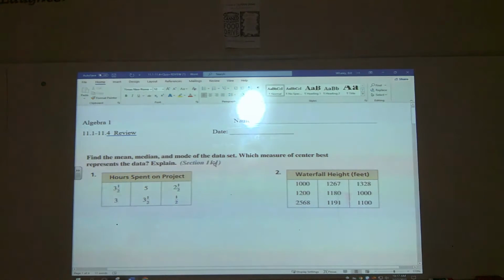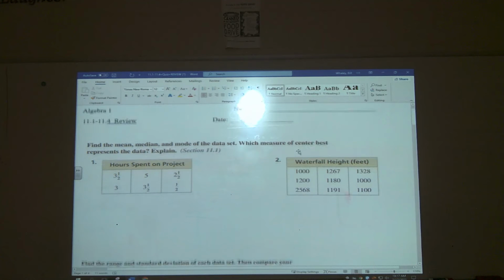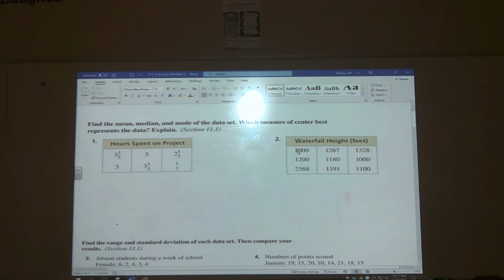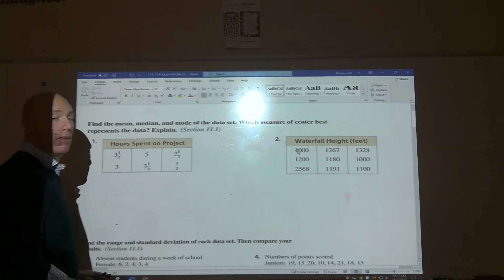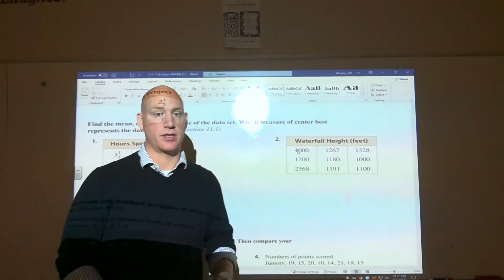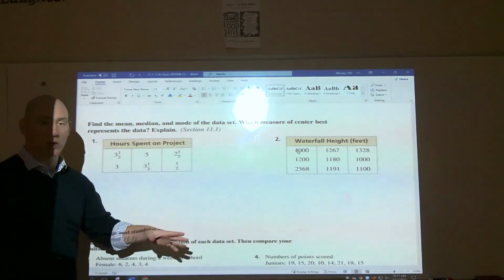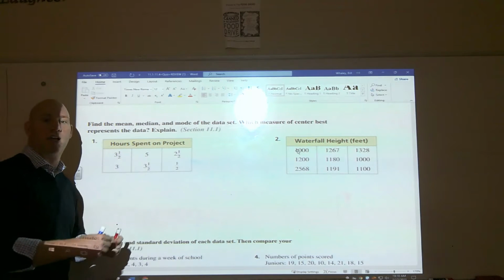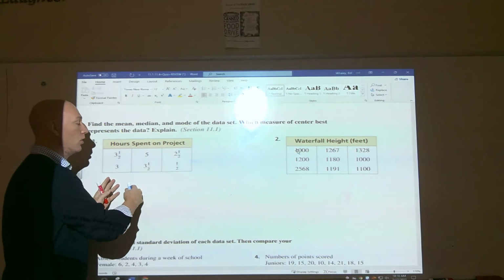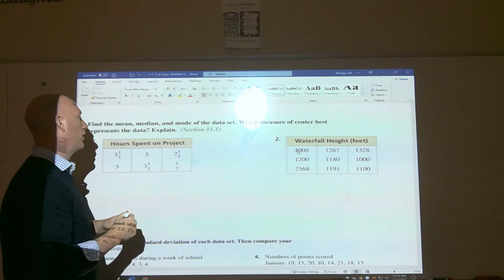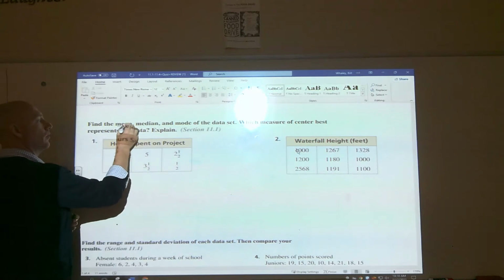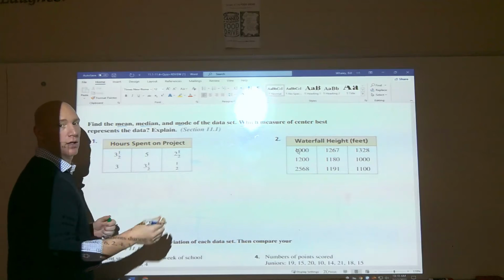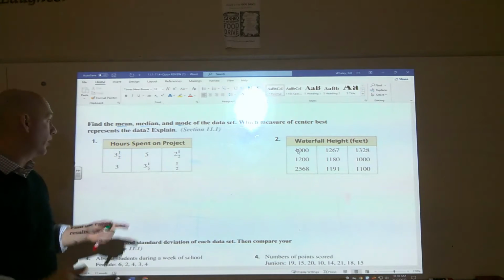So now let's just jump into the review. We started with talking about measures of variation and measures of center. Problems 1 and 2 talk about measures of center. Measures of center are numbers that represent an entire group. So I want to represent this entire group with one number. You can do that with mean, median, mode, and they go in that level of importance.